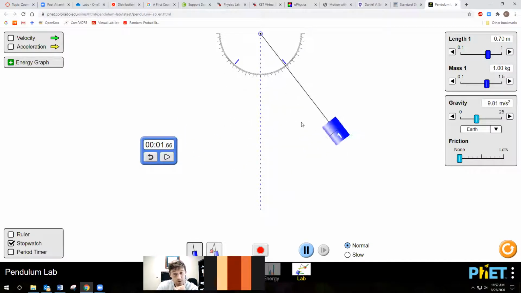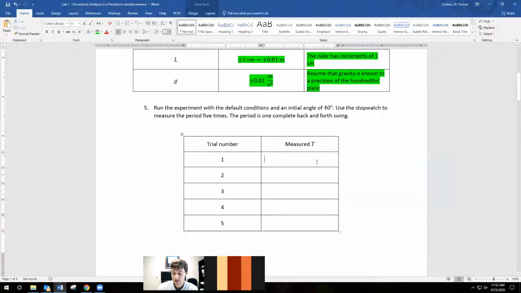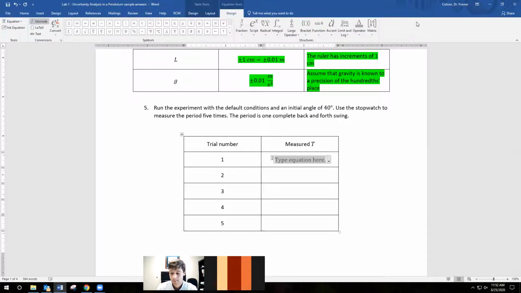All right, so I just measured the period, the time it takes for it to make one swing back and forth. And so that experimental data point is 1.66. So I'd record that in the table. 1.66. Don't forget the units. The units are units of seconds.